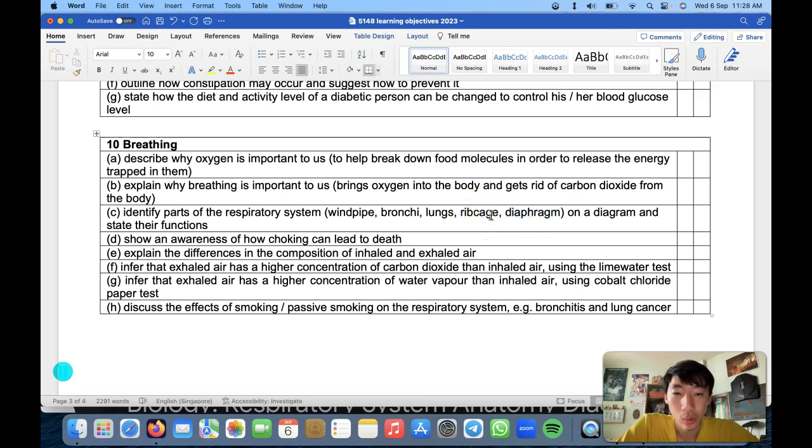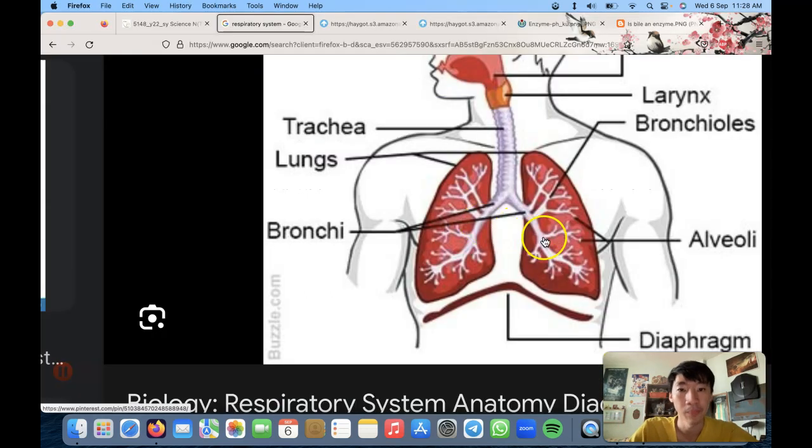These two, the rib cage and diaphragm, are actually muscles. Just like the muscles in your hand, they can move. Of course, the rib cage is not just a muscle. The rib cage is also bone. It's bone and muscle. So let's see how it works over here.